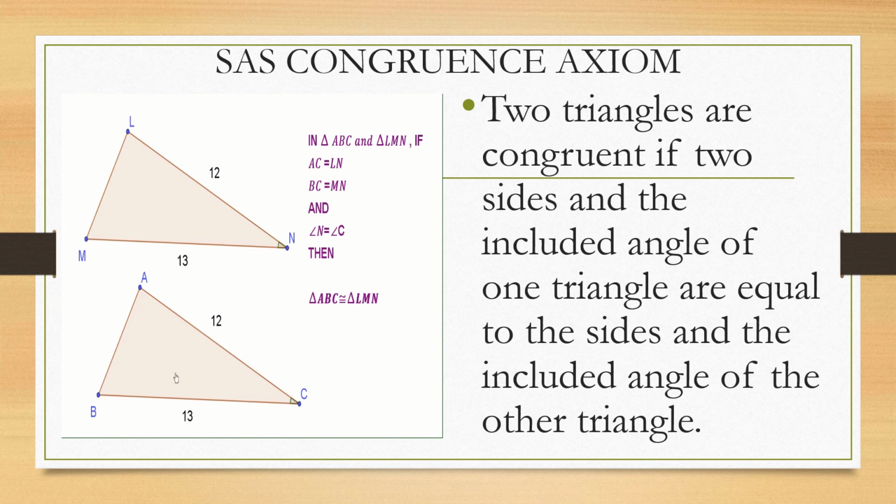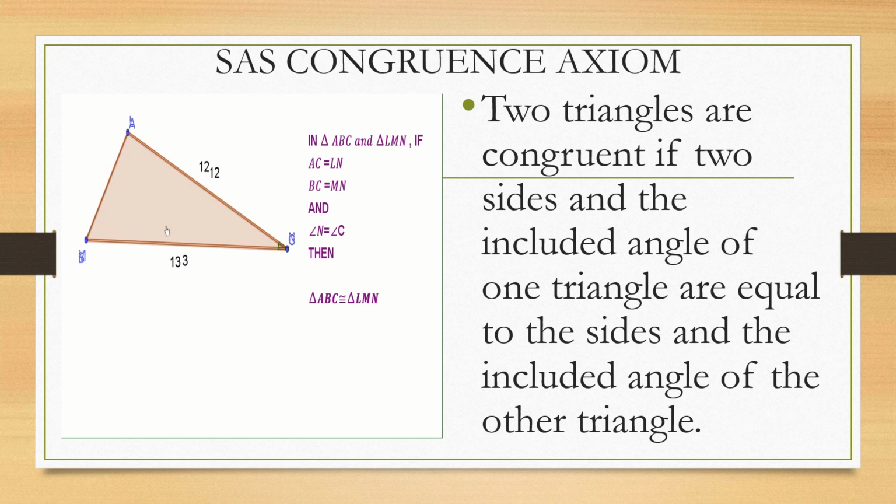In these two triangles, LMN and ABC, I can say AC is equal to LN, BC is equal to MN, and angle N is equal to angle C. So, since these angles are equal and these two sides are equal, then I can say that these two triangles are congruent. This is a rule and it need not be proved. That is, if any two sides of two triangles are equal, and if the included angle is also equal, then we can easily say that these two triangles are congruent.